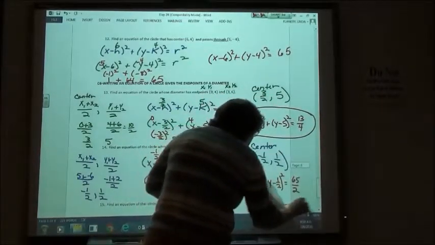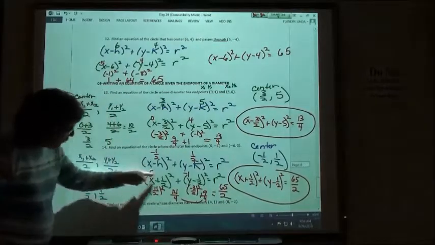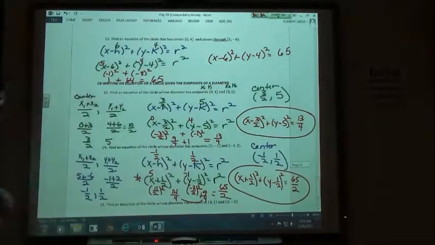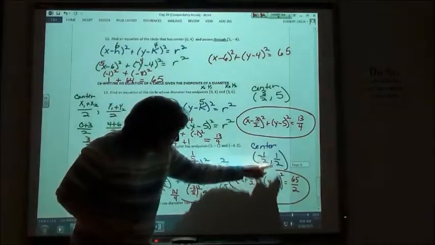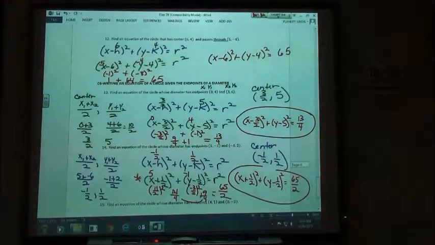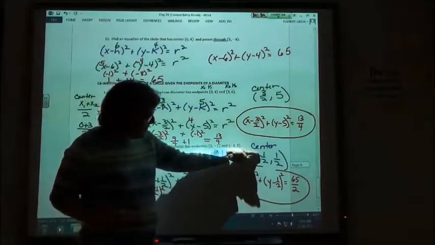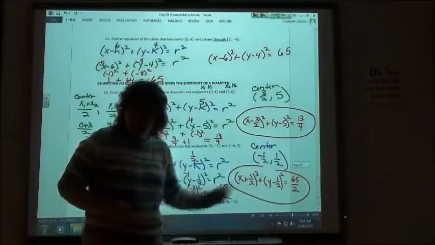So you go back to this equation here before we plugged our numbers in, so that you have the opposite of this and the opposite of that on your center. Because that's where those numbers really came from, from your center. This is a minus 1/2, you had a plus 1/2, and if you had a plus 1/2, you had a minus 1/2.